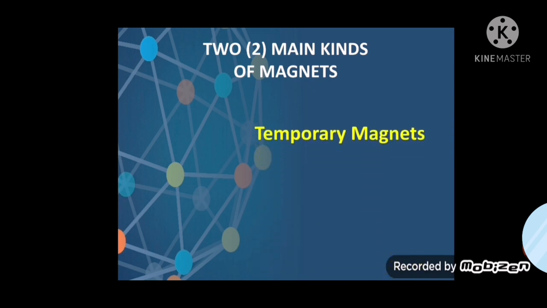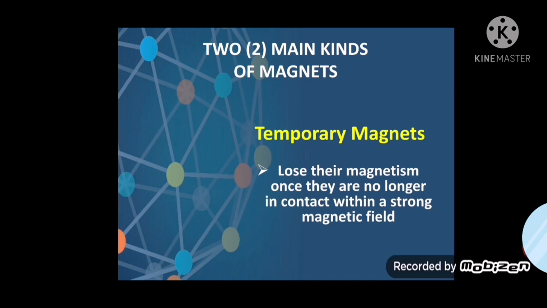Next type or kind of magnet is what we call temporary magnets. It loses their magnetism once they are no longer in contact within a strong magnetic field. So, nawawala naman ang magnetism ng isang temporary magnets kapag malayo na sa kanila ang malakas na magnetic field ng isang permanent magnets.